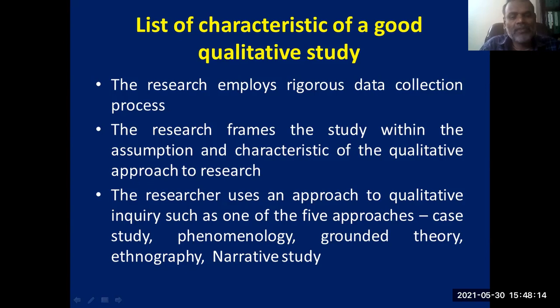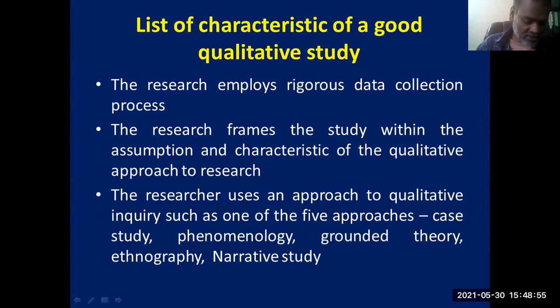Then the research frames the study within the assumptions and characteristics of the qualitative approach to research. The entire research frame is based on the assumptions and characteristics of the qualitative approach you are using. Then the researcher uses an approach to qualitative inquiry, one of the five approaches you already studied: maybe a case study, phenomenology, grounded theory, ethnography, or narrative study. So the researcher can apply any type of approach.